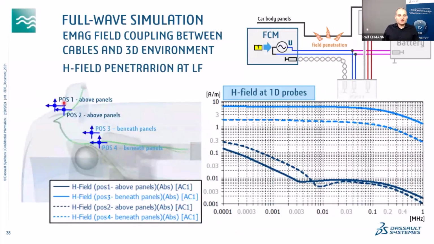For that, you can again use the 1D magnetic probes. For example, two of them are positioned just on top of the body panel, the fender. Those two probes are located for reference cases below the body panels, in direct vicinity of those wires. That's why we have a reference current defined or simulated. We can see that the field penetration goes higher once the frequency goes lower.